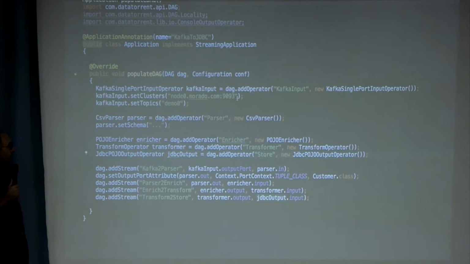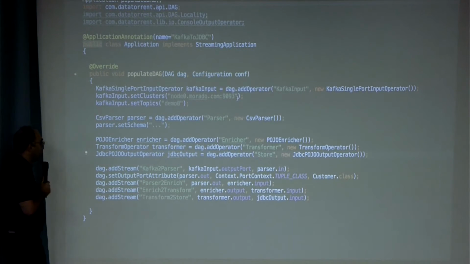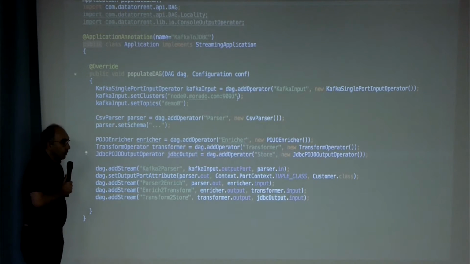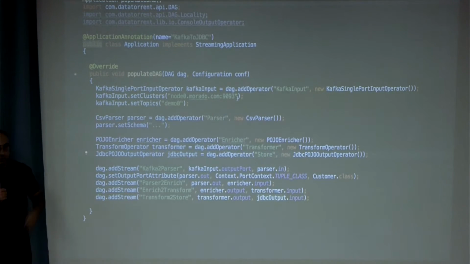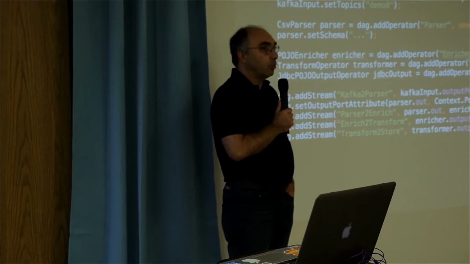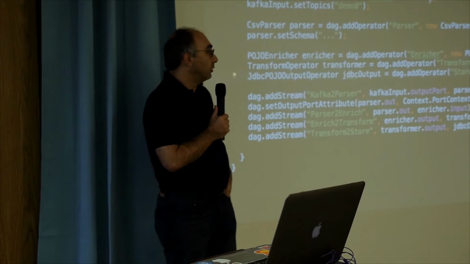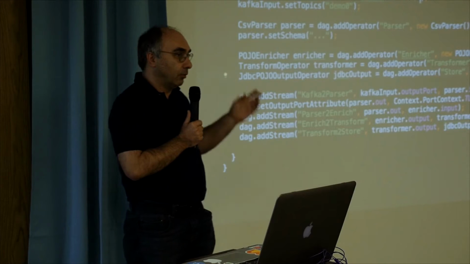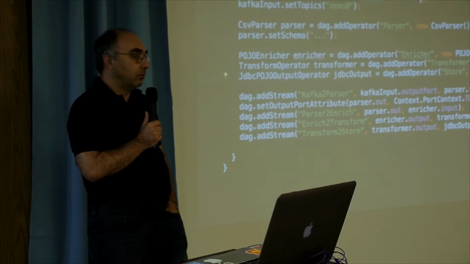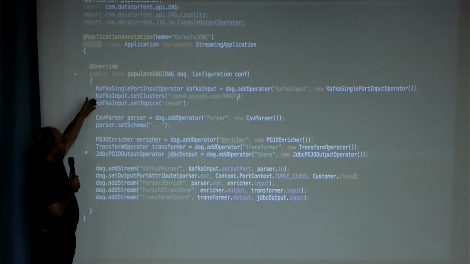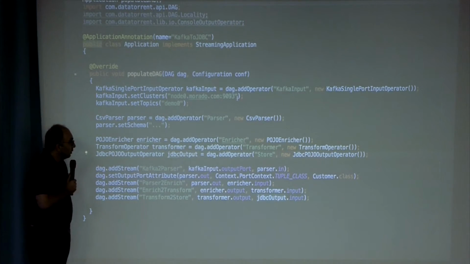That's part of the standard Malhar library. I do certain configuration, and even though I do it here in the code, the same can be done through properties XML. So even those two lines don't need to be there. I put them to show that that operator needs to be configured.